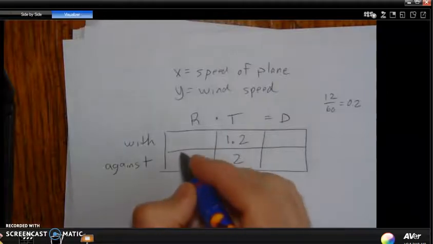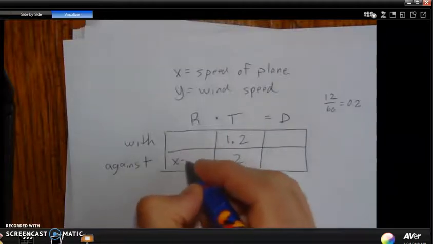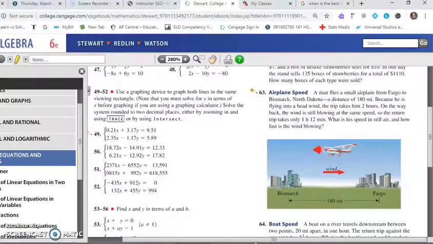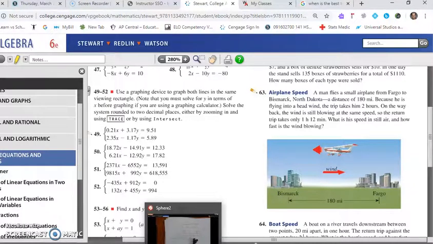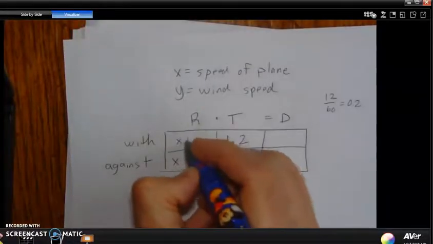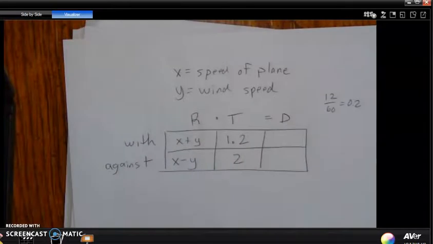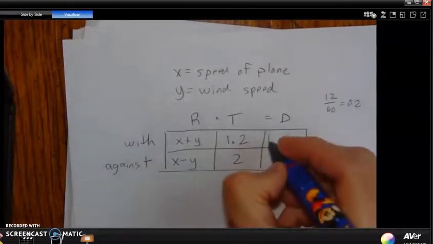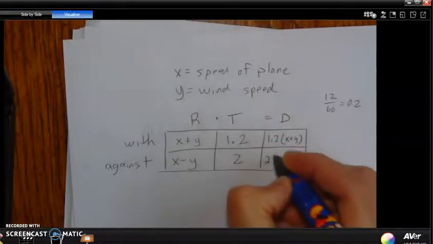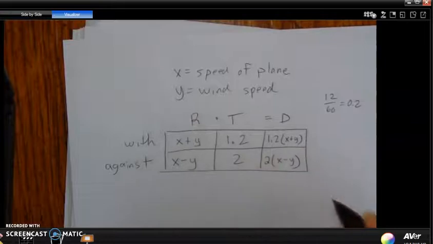Understanding that against the wind, we're traveling x minus y, because if I go back to that graphic, you can see that against the wind, the pilot's going slower. And with the wind, the pilot's going faster, so he's going to go x plus y: the speed of the plane in still air plus the speed of the wind. Multiplying these through, I'm going to get an expression for distance in both directions.